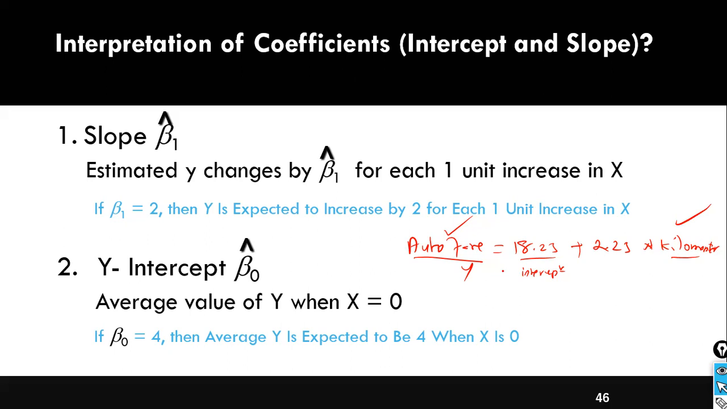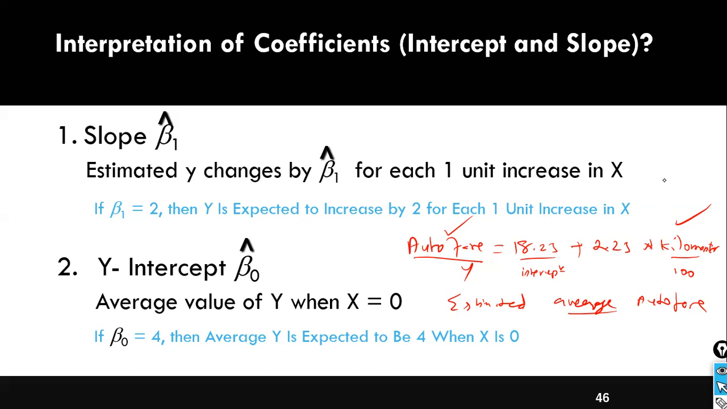This is my dependent. So let's say if I want to travel 100 kilometers, very simple: 100 into 2.23 plus 18.23. This is the estimated average. You need to say average, okay? Estimated average auto fare. Price is dependent, yes, very good. Somebody typed that in the chat window, and that's what I repeated. Estimated average auto fare was this one.